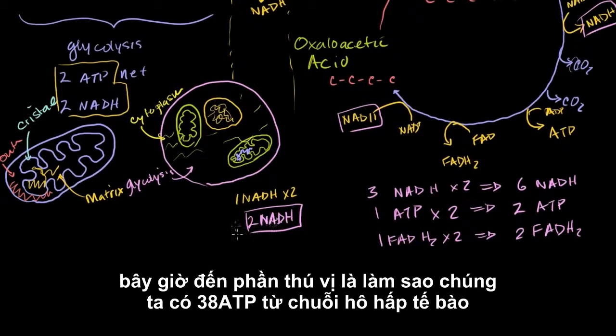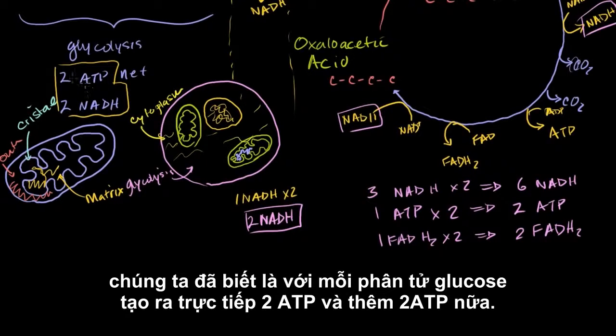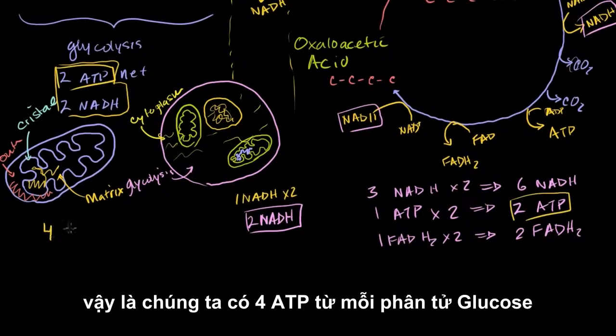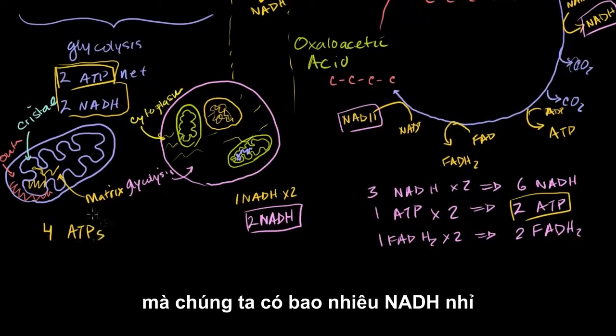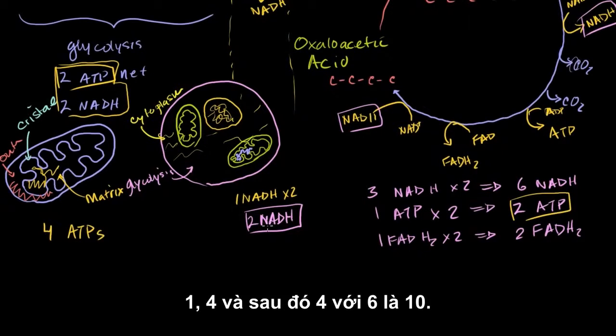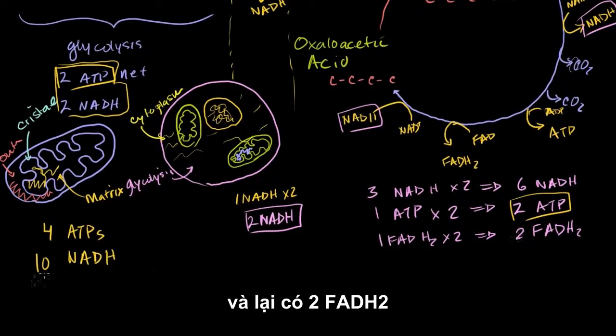Now, the interesting thing is we can now count whether we get to the 38 ATPs promised by cellular respiration. We've directly already produced for every molecule of glucose 2 ATPs and then 2 more ATPs. So we have 4 ATPs. How many NADHs do we have? 2, 4, and then 4 plus 6 is 10. We have 10 NADHs. And then we have 2 FADH2s. I think in the first video on cellular respiration I said FADH. It should be FADH2, just to be particular about things.